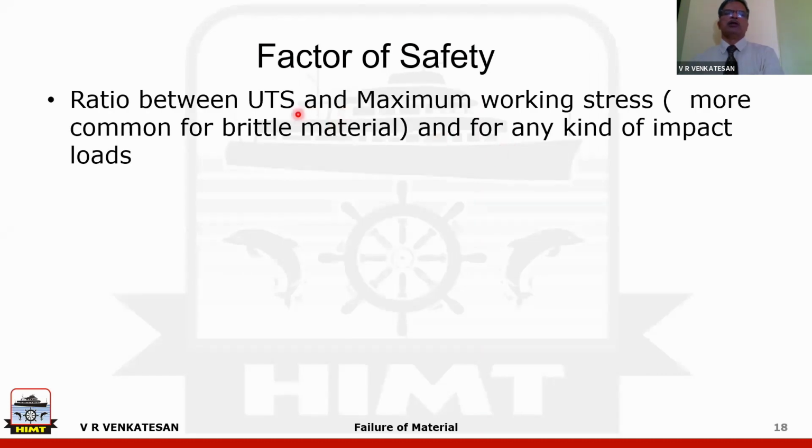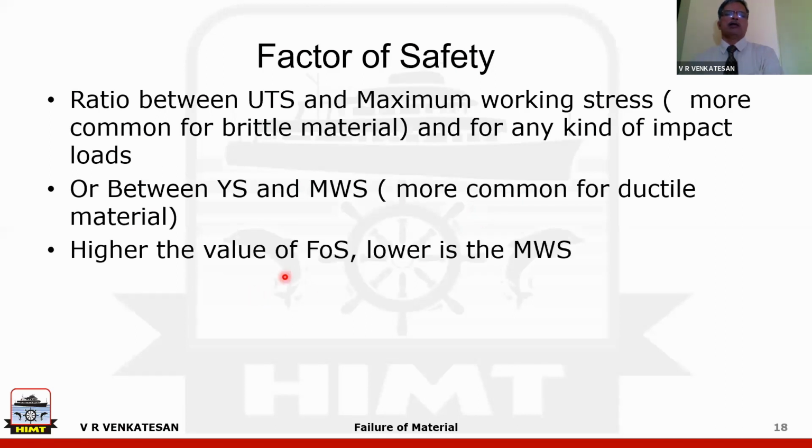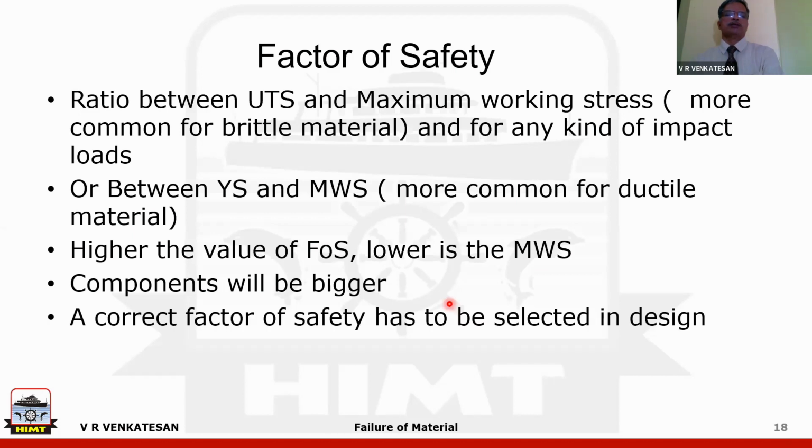So the ratio between the UTS and the maximum stress is what is commonly used for brittle material and for any kind of impact loads. Or it can be between yield stress and maximum working stress, and this is more common for ductile material. Higher the value of factor of safety, the lower the maximum working stress, which actually means the components will be bigger. And you have to select the correct factor of safety in designing.